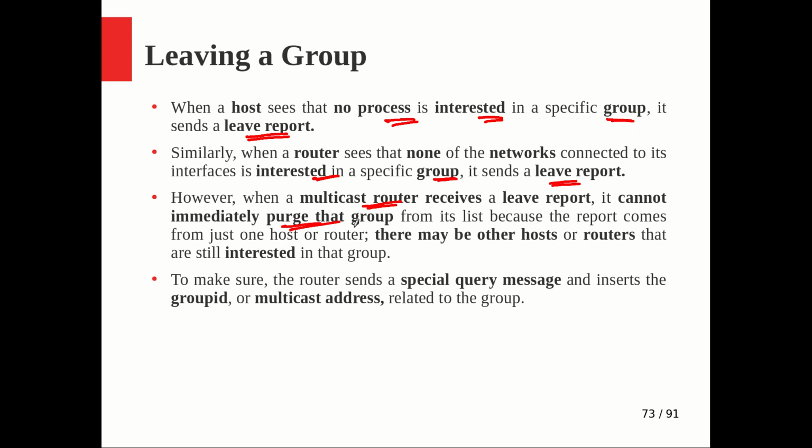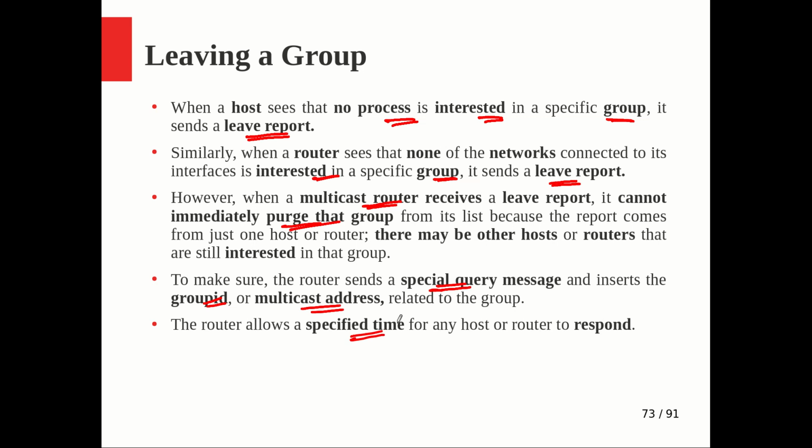So what the router will send is a special query message. This is the third kind of message, the special query message, and it inserts the group ID, the multicast group, into it. So it asks whether anyone is interested in this particular group. That is how the special query communicates. And the router allows a specified time, just like a general query. For all query messages we have a specific response time, something we already saw, so that will be there.